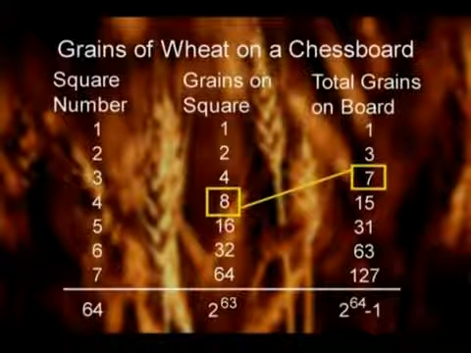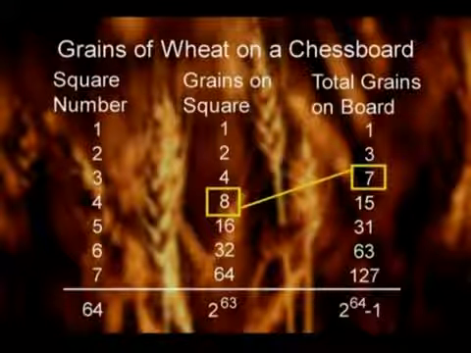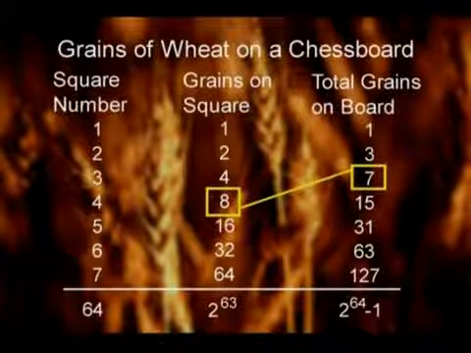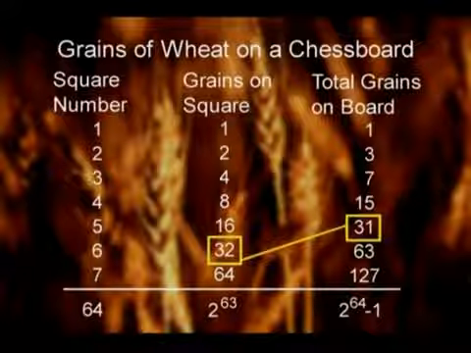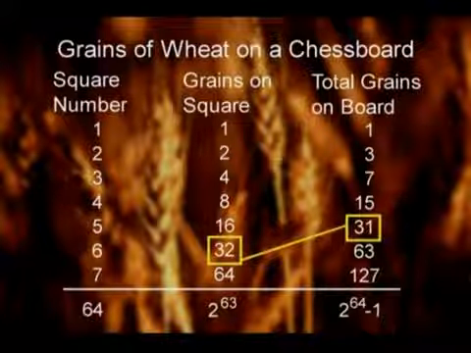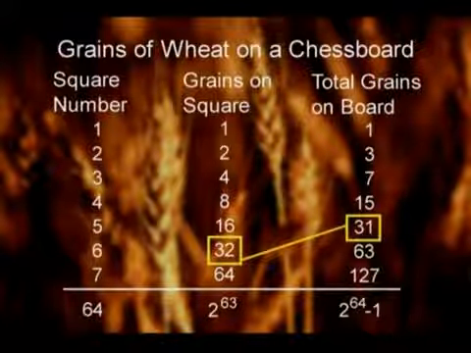For example, when we put 8 grains on the 4th square, the 8 is larger than the total of 7 that were already there. When we put 32 grains on the 6th square, the 32 is larger than the total of 31 that were already there. Every time the growing quantity doubles, it takes more than all that you'd used in all of the preceding growth. Now, let's translate that into the energy crisis.